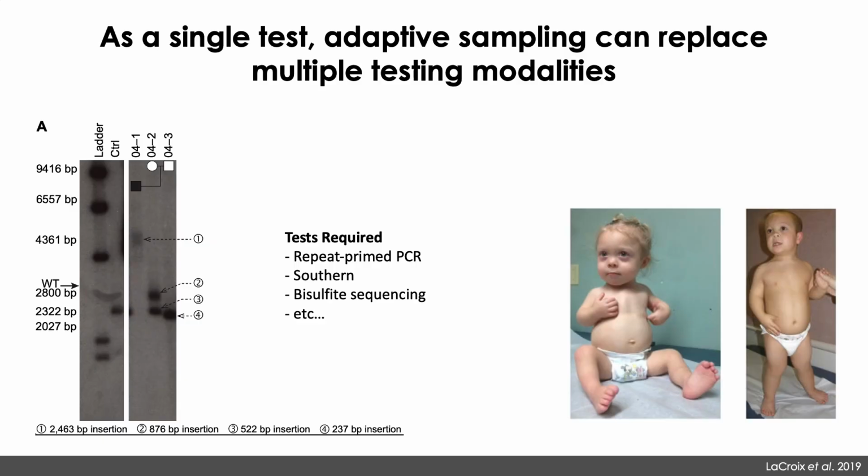The second case is one that we used to prove that we could use both adaptive sampling and perform methylation analysis at the same time. These are 2 kiddos who have a condition called Baratela-Scott syndrome. We saw them up in Seattle.